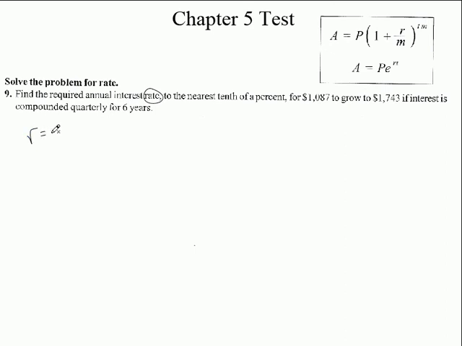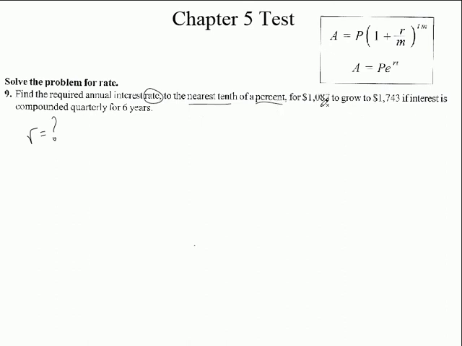So that's what we're looking for. I always put R equals question mark for the thing I'm looking for. To the nearest tenth of a percent. So our answer has to be written as a percent. Some of you guys wrote the answer as a decimal, and I hated to do it, but I marked it wrong because it says specifically round to the nearest tenth of a percent. So you have to write your answer like that.